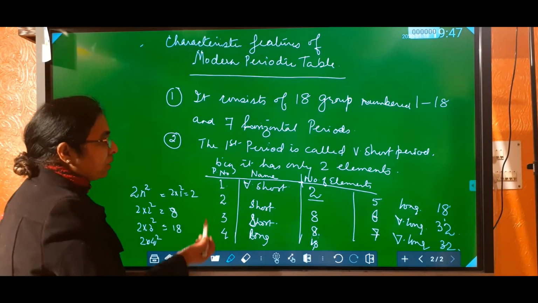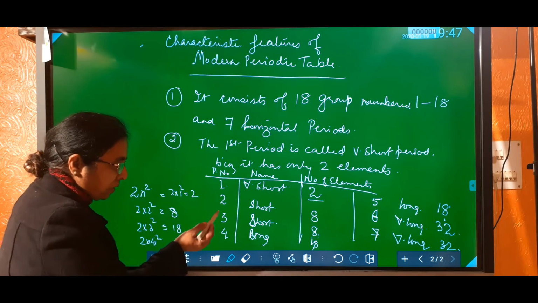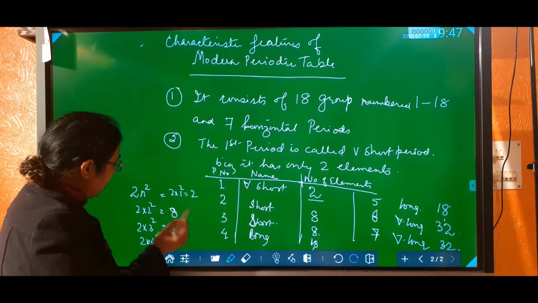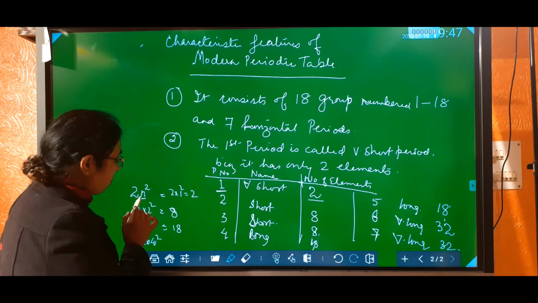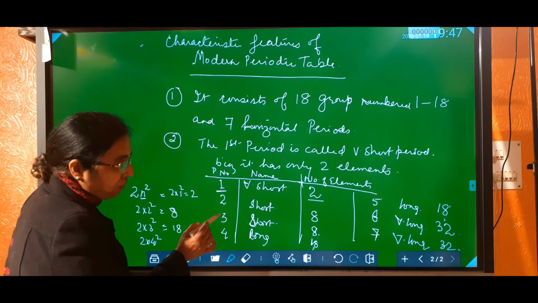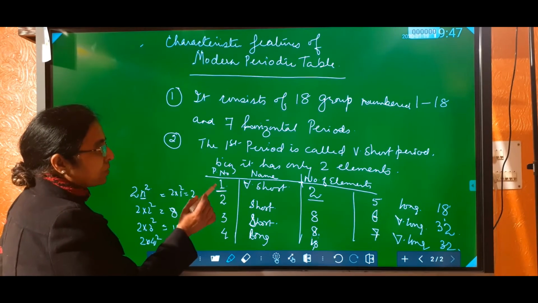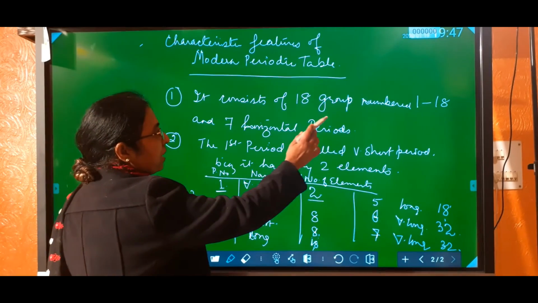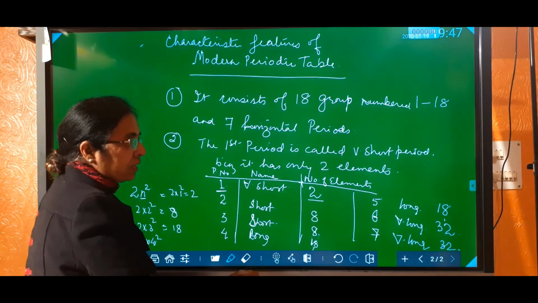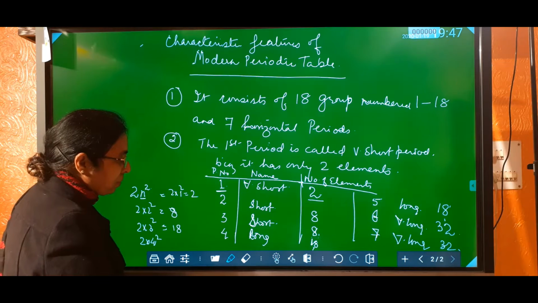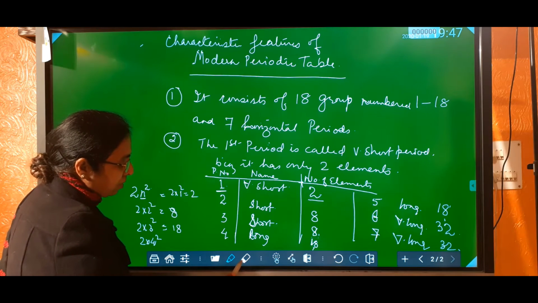So from this what you can understand is that the period number signifies the number of shells. Period number is signifying the number of shells. So the modern periodic table consists of 7 periods and 18 groups.